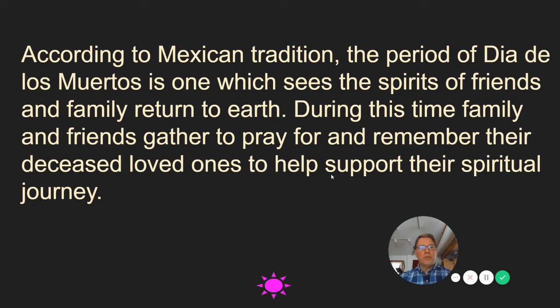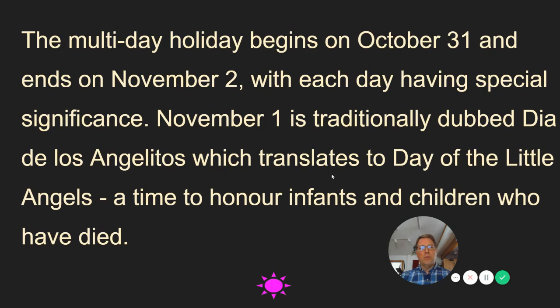Okay, it goes on to describe what it is. All right, we'll just go through that quickly. You can read this on your own, but it's connected to children who have died. They have a day of little angels. They have a day for adults. And actually, in one of the videos, it'll explain how it was actually a much longer celebration, but it's been sort of pared down to 2 or 3 days.